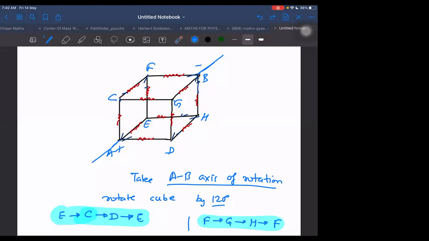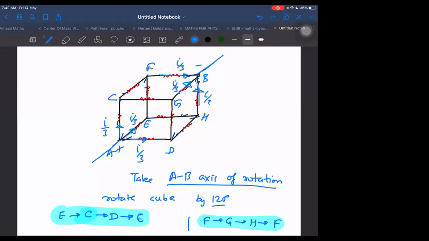This is a symmetric diagram, so this should carry the same current. If it is carrying the same current, then what current goes to one side? I by 3. The other side also I by 3. The third side also I by 3. Similarly, from F to B, from H to B, and from G to B, these 3 will also carry equal current, I by 3, I by 3, and I by 3.